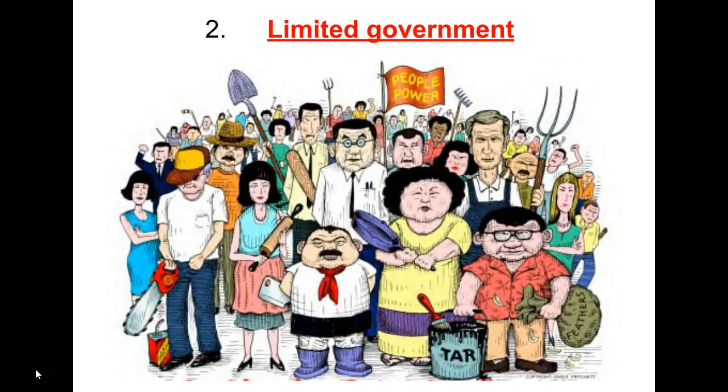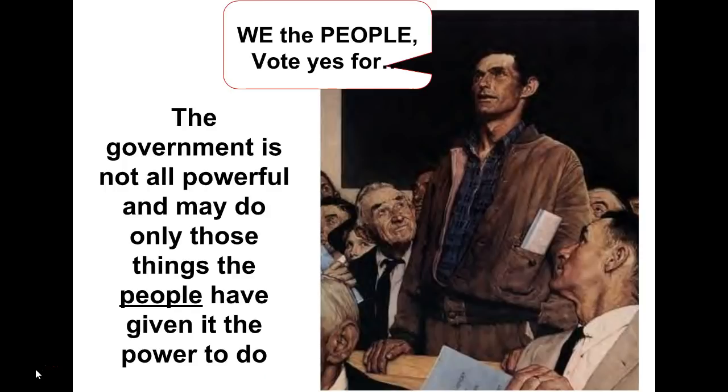All right, and the next fundamental principle is limited government. And we've been talking about limiting the power of government, because we don't want a dictator, right? So our definition of limited government is the government is not all-powerful and may do only those things that the people have given it the power to do.